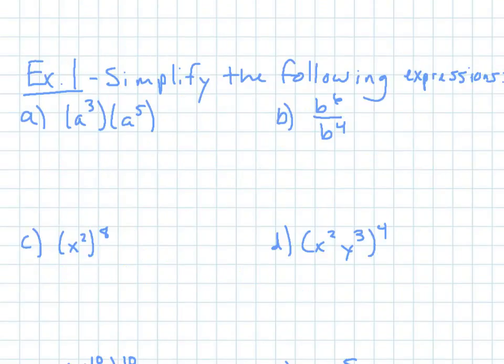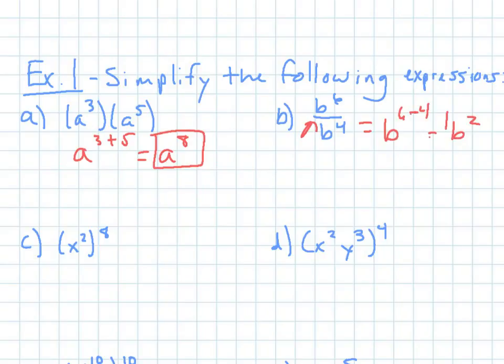Okay, so let's do some examples. So example 1, notice that you are multiplying like bases, so a cubed times a to the 5th gets you a to the 3rd plus 5, so it gets you a to the 8th. Okay. Here there's subtraction because you're dividing, so then that means you have b to the 6 minus 4 power, so then that means you have b squared. 6 minus 4 gives you 2.